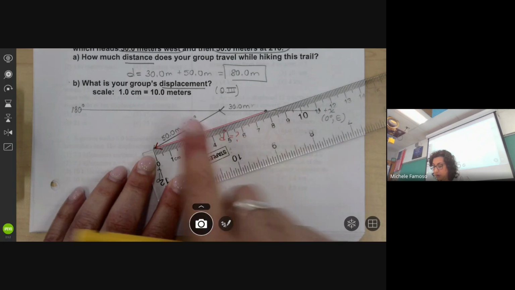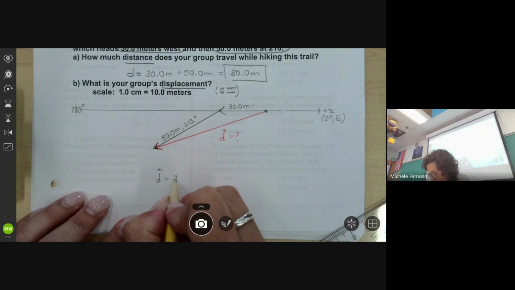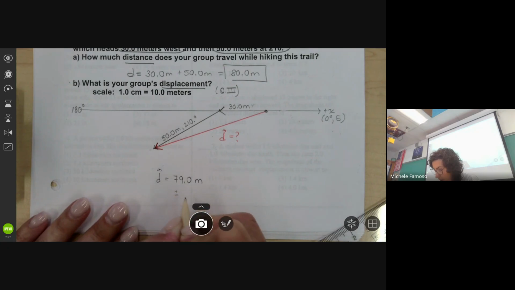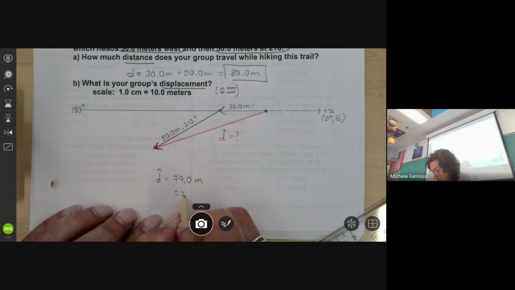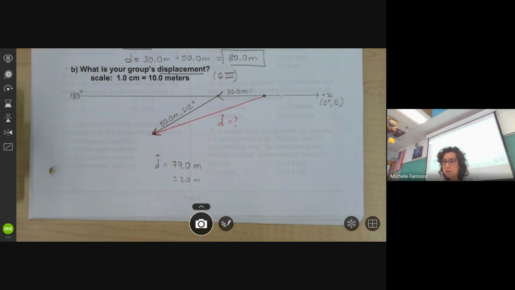Yes. Okay, so 7.9 times 10 would be 79.0 meters. Again, plus or minus 0.2 of a centimeter, so that's plus or minus 2 meters is what I would allow that to be, between 77 and 81.0 meters. Now I got to come up with the direction.